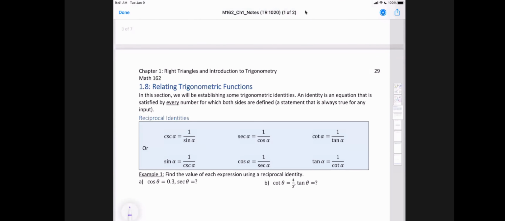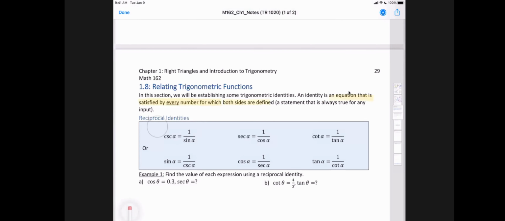So if we move on to the next section, we're going to start introducing identities, trigonometric identities. The definition of an identity is that it's an equation that is satisfied for every number for which both sides are defined. So basically an equation where if you fill in a variable, the equation is always going to be true for that input, or for every input, right? So here's an example of an identity.